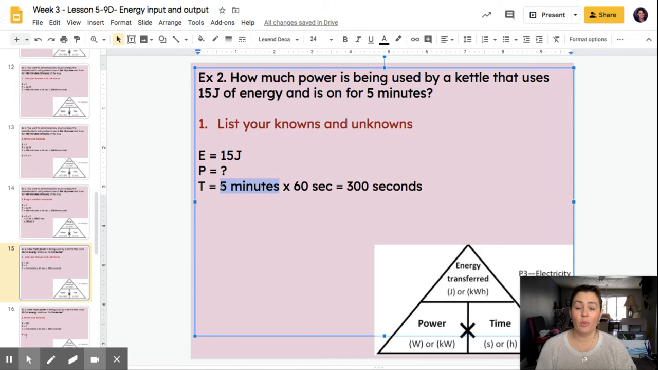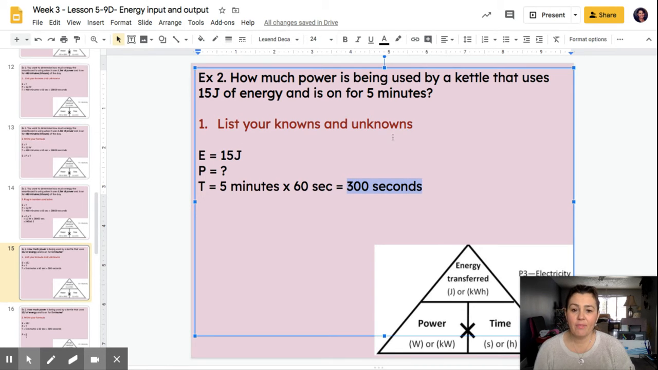But you and I both remember, we can't use minutes. We need it to be in seconds. Now there's 60 seconds in a minute. So to go from minutes to seconds, we need to times by 60. So 5 minutes times 60 seconds is 300 seconds.